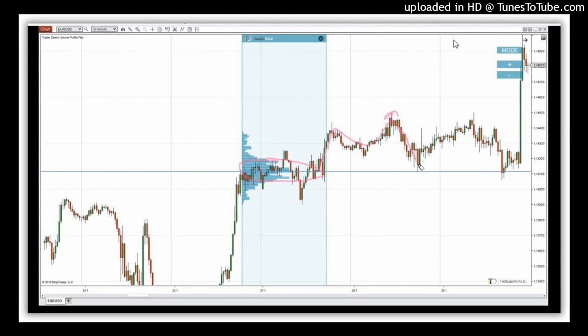So let's now have a look at some volume accumulation trading examples. The chart which I have here is the euro dollar. It's a 30-minute chart, 30-minute time frame. This is my preferred time frame for intraday trading.